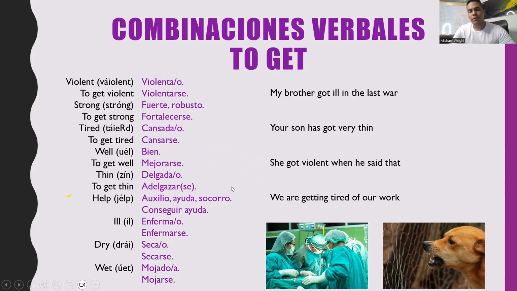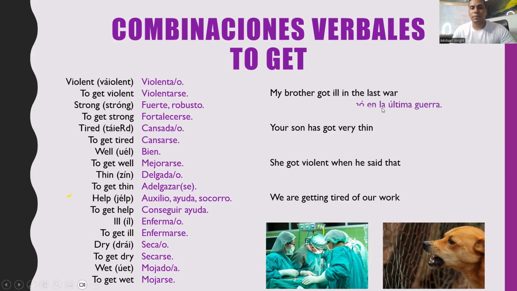Help, to get help, that is right. Ill, to get ill. Dry, to get dry. Wet, to get wet. So in this case, what do I mean by this? My brother got ill in the last word. My brother got ill in the last word.